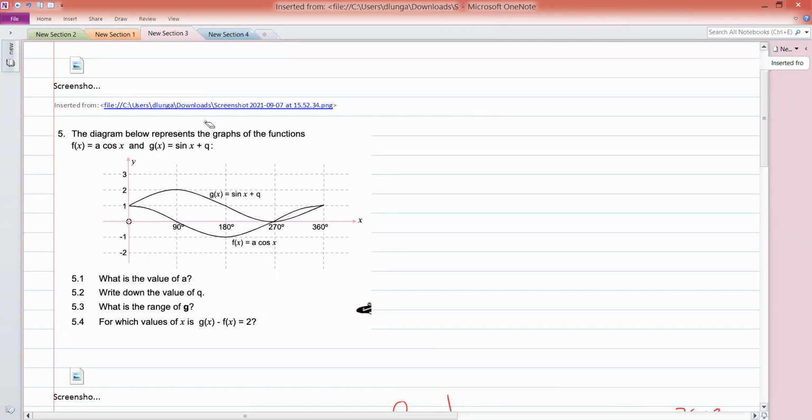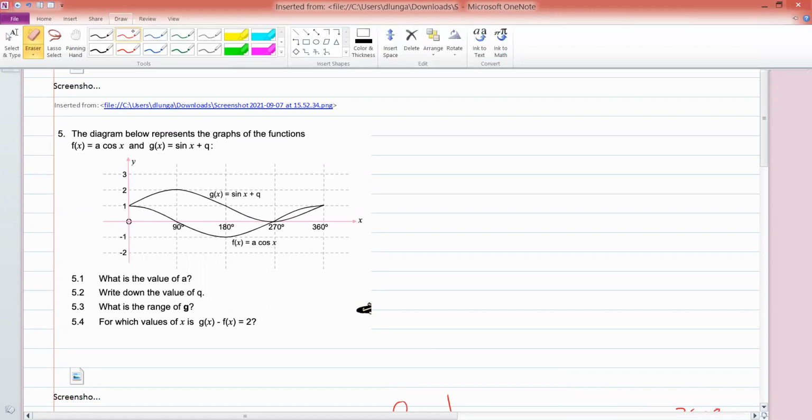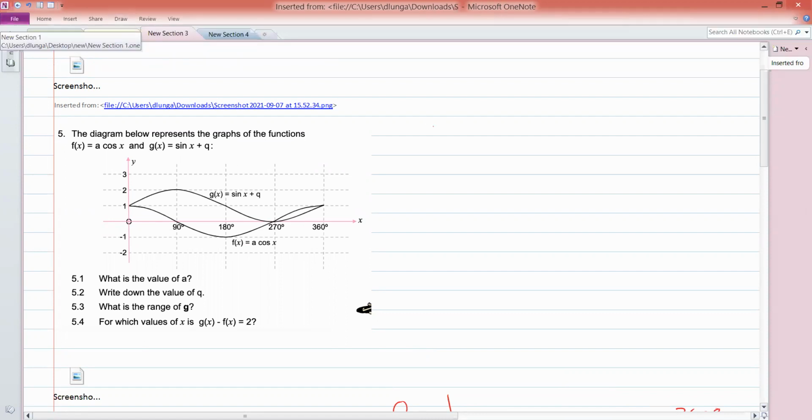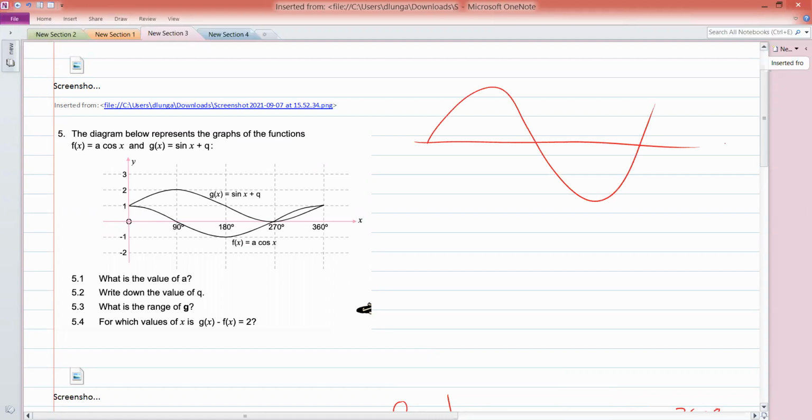So we've just sketched out a sine x graph, right? The one that they have here, something has happened to the sine x graph. Originally, what was your sine graph? It looked like that. The maximum was at 1. The minimum was at -1. Look at the one they have here. The new maximum is at 2, and the minimum is at 0. We're going to use that to figure out what this q value is.